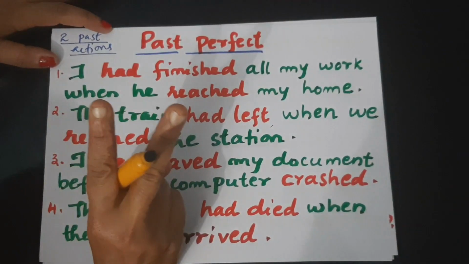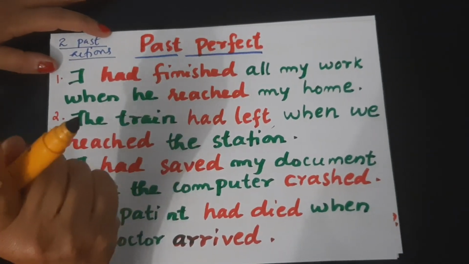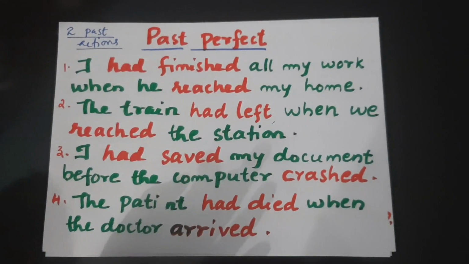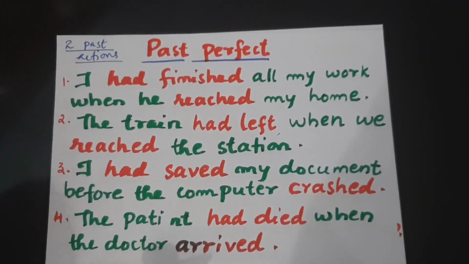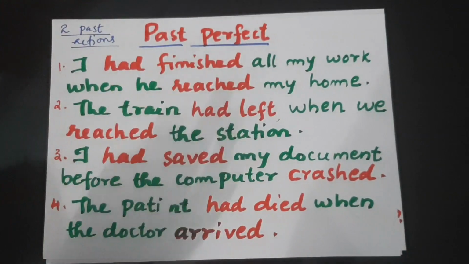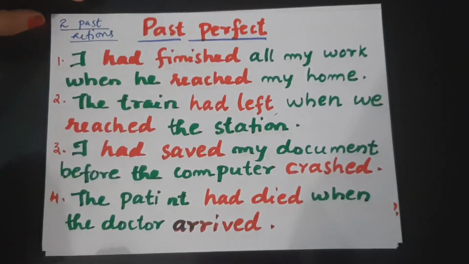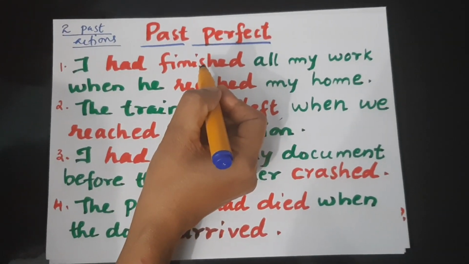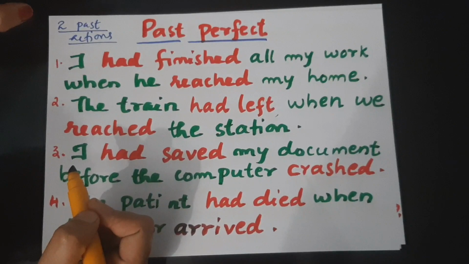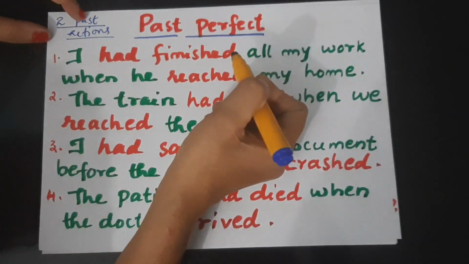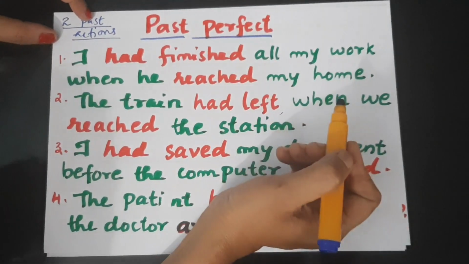So two past actions are there. One is, I finished my work. Another action is, he reached my house. Two past actions. One is I had finished all my work. Another one is he reached my home. I had finished all my work when he reached my house.